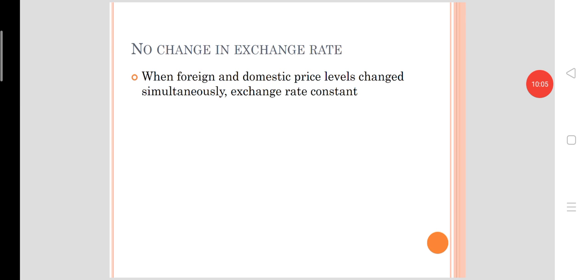And there is another possibility of no change in exchange rate, when both the foreign price level and domestic price level are changing simultaneously. For example, 10% inflation in the domestic economy and 10% inflation in the foreign economy. So there could be no change in the exchange rate, so that there is no depreciation and no appreciation of either the foreign currency or the domestic currency. The exchange rate remains the same.